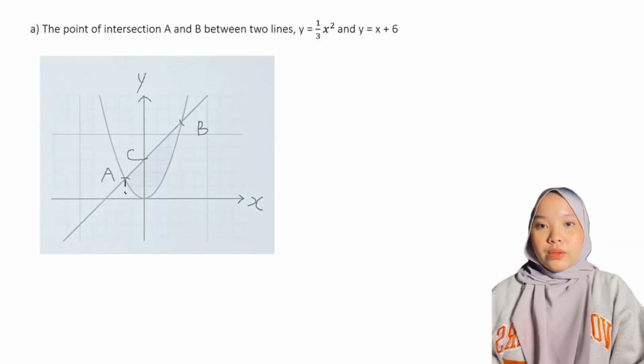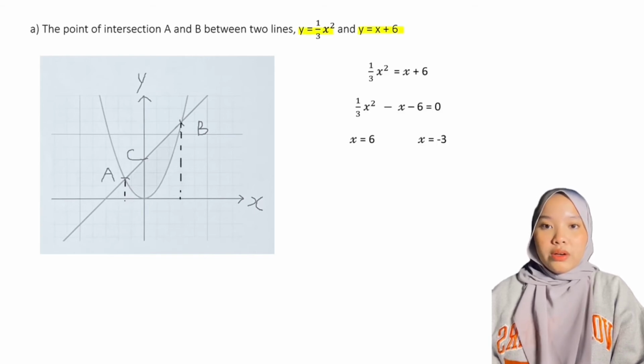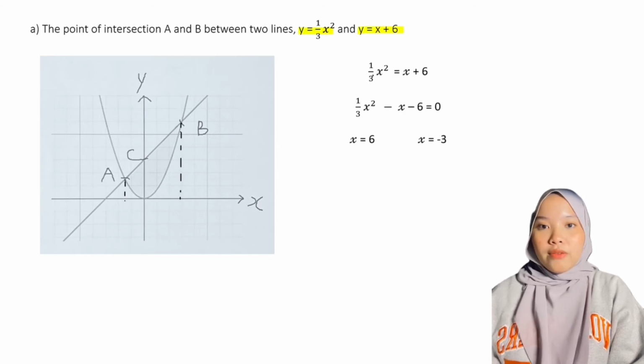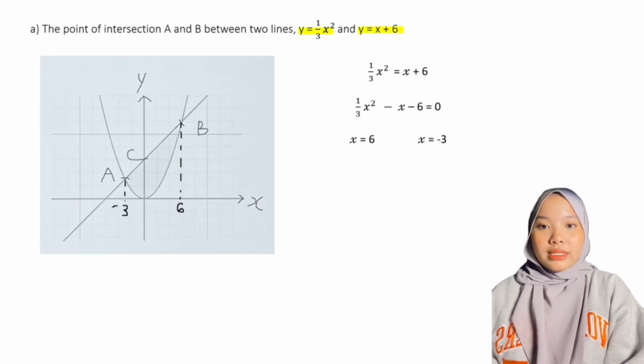So from the question, we need to find the point of intersection A and B. So we write the equations which have been given in the question. So we write 1 over 3 x squared equals x plus 6, and then we need to bring the right side to the left and make it equal to 0. So you just calculate using the calculator, use EQN, and then you get the two answers, which are x equals 6 and x equals negative 3. So that is the answer for the point of intersection.